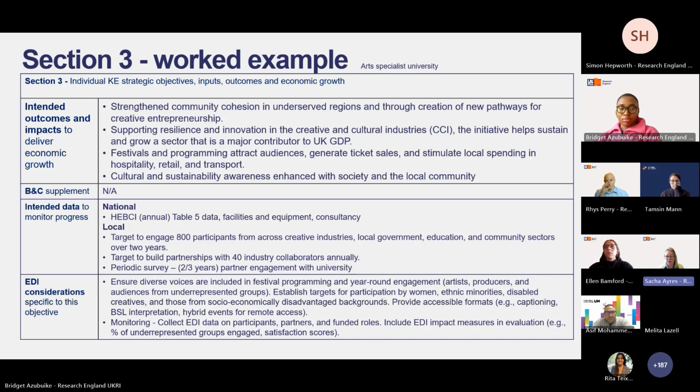Onto intended data. There are fewer established national metrics available in this area. So in this university, they're using their existing HE-BCI data in Table 5 on events, but also other facilities and consultancy data to see if there's any kind of uptick from their increased partner engagement. This is alongside internal targets for the levels of participation they're seeking to achieve, with a periodic survey as part of their evaluation activities. And finally, EDI considerations. This is largely covered by the institutional level information they provided earlier, but this particular activity has core relevance to that. So they've repeated the information here to give context to their planned activity-specific EDI monitoring around the festival engagement.